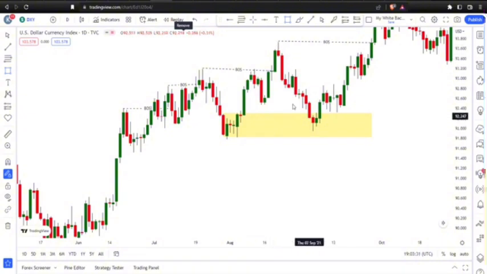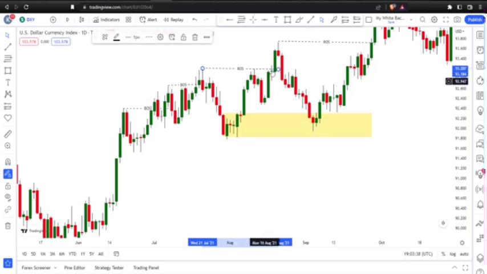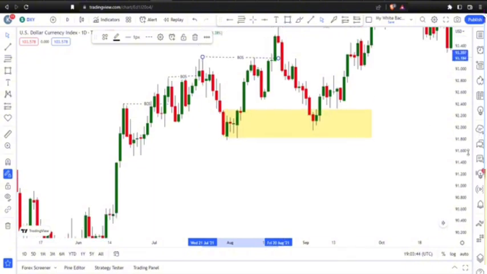So price came back after breaking structure. Let me make it more visible. After breaking structure around this area, price actually came back and sought this order block. So this is our entry point. So this is the reason why we trade an order block.